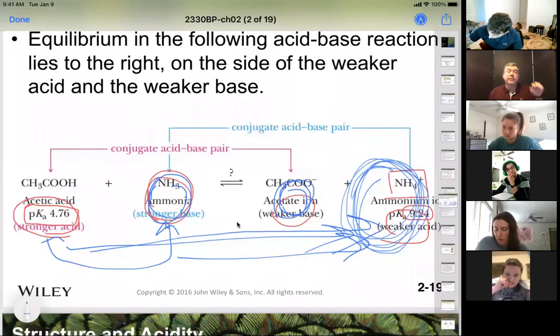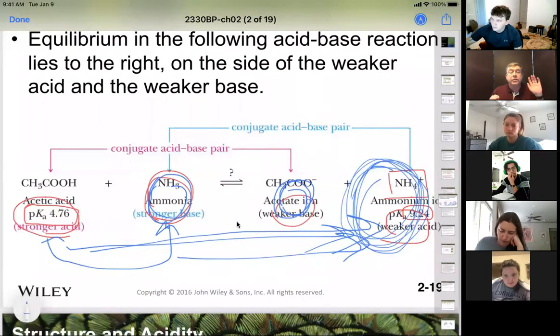Think about this. The stronger acid really wants to get rid of its proton. The weaker acid kind of wanted to get rid of its proton. So the one that wants to get rid of it more is going to react more. So the stronger acid always gives up a proton to form that weaker acid. Okay?